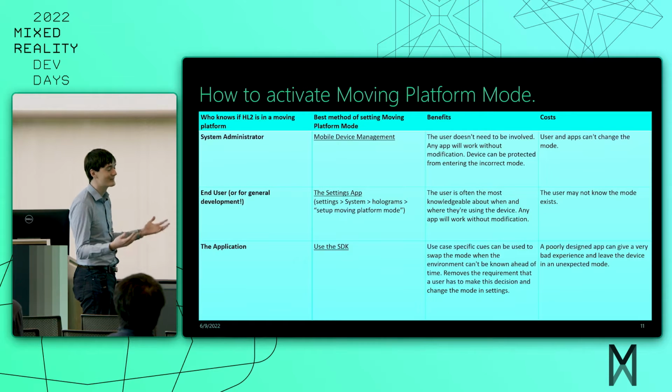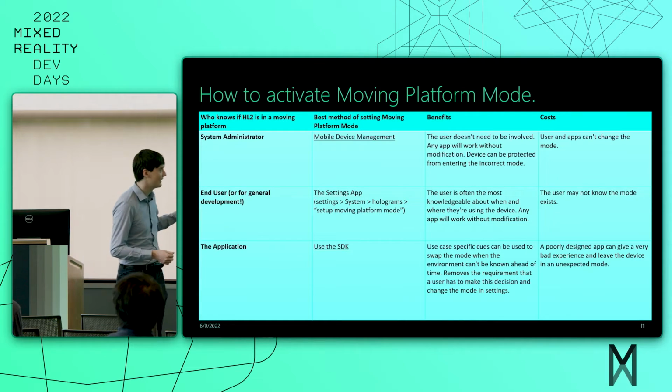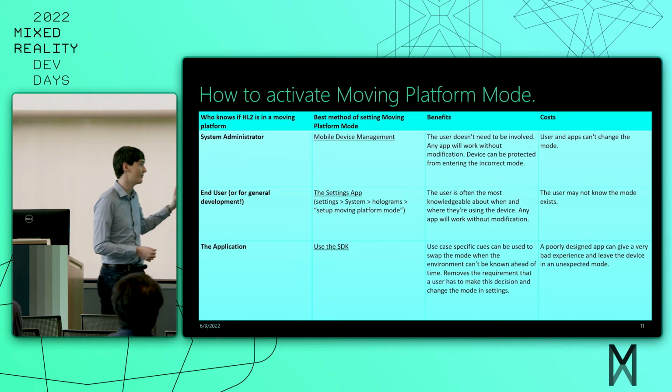They could set it in the wrong mode or not understand what they're doing. So that's always a risk. But at least there's a way of them undoing it. They're in control. And then finally, there's the application layer that can make this decision too.